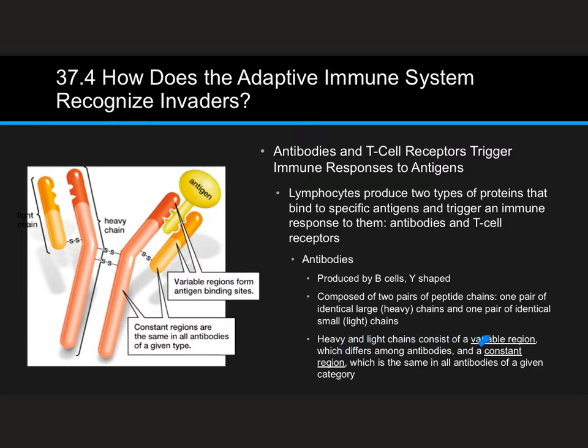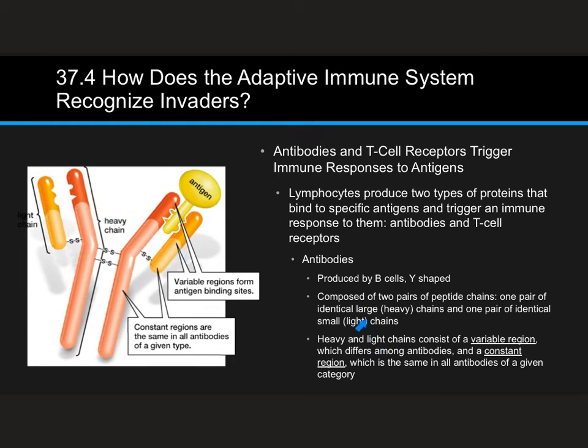The heavy and light chains consist of a variable region and a constant region. And I did mention this before, but just so you can see it, the variable region is the tips of this Y shape. Okay, these bits right there, right here, and right here, those can change from antibody to antibody. The rest of this piece is all the same.